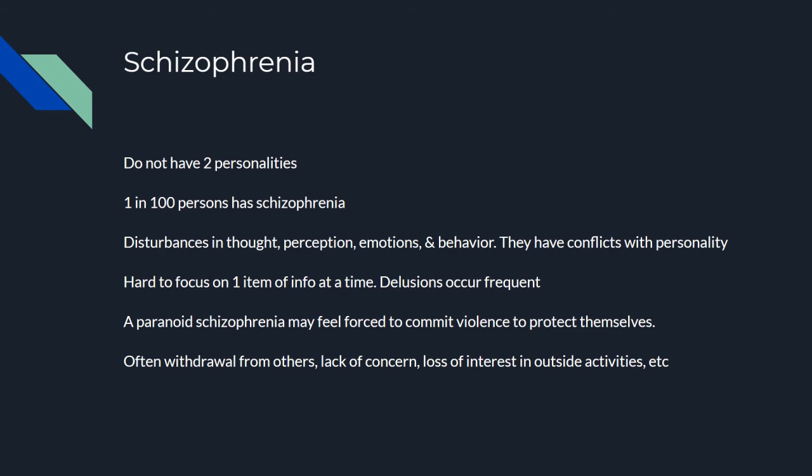Another positive symptom is hallucinations. Most common is hearing voices. Some psychotic people feel insects crawling under their skin. They taste poison in their foods. Sensory changes like numbness or a loss of sensation or extreme sensitivity to heat, cold, pain, or touch can also occur. A paranoid schizophrenic may also feel forced to commit violence to protect themselves.